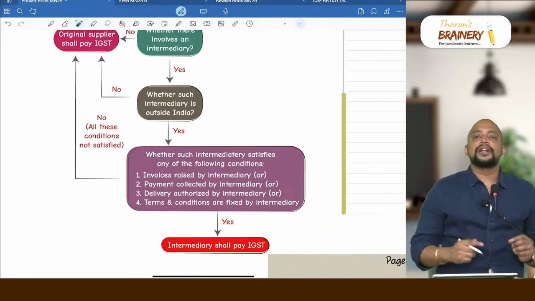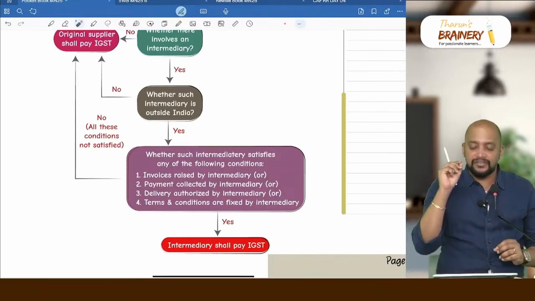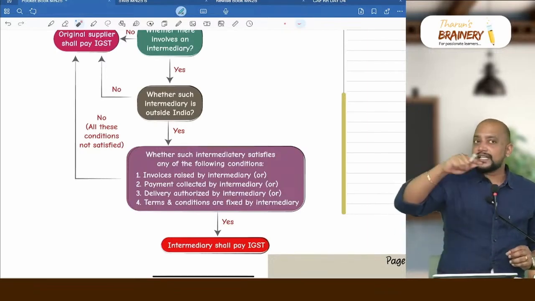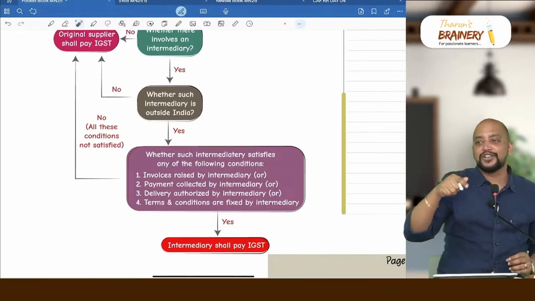Example, you are downloading the Netflix app. When you are downloading the Netflix app, so many Netflix examples when I am giving, don't think it is a paid promotion for Netflix.